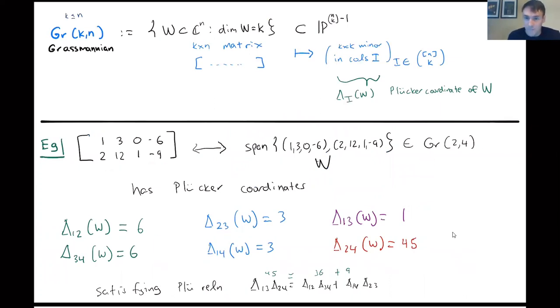Okay, so writing down this 2 by 4 matrix, I've told you a point in Gr(2,4), namely the span of its rows. And this matrix has 6 Plücker coordinates, 4 choose 2. So for example, the 1,3 minor, I calculate this determinant, which is 1. So delta 1,3 is 1. And so on. And I've color-coded here according to which Plücker coordinates are equal and which are not equal. So in particular, delta 1,2 equals delta 3,4 for this particular point in the Grassmannian. Likewise, delta 2,3 with delta 1,4.